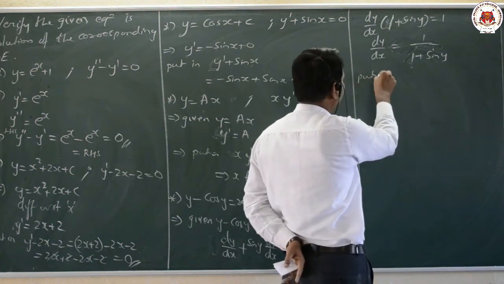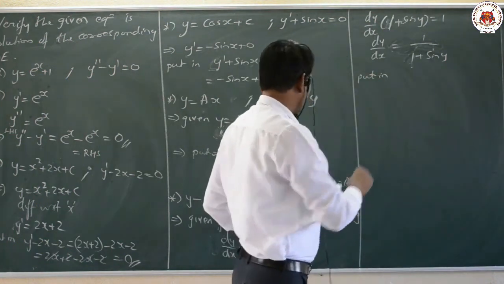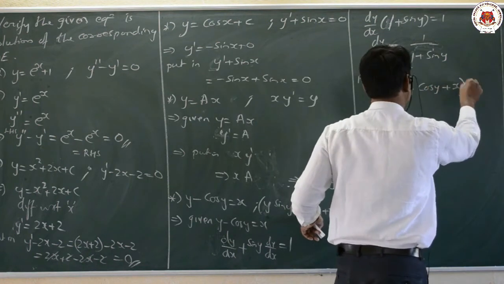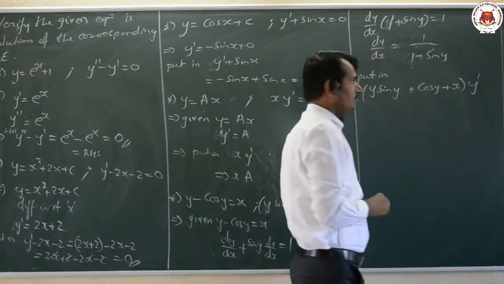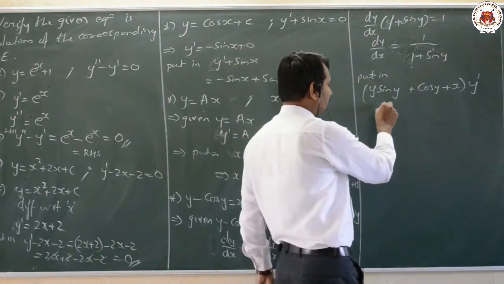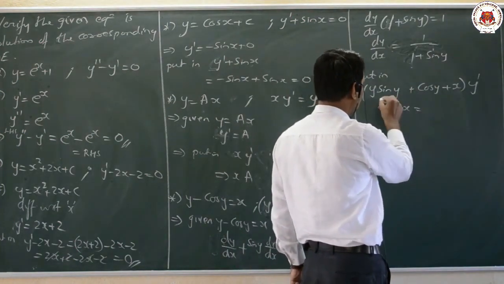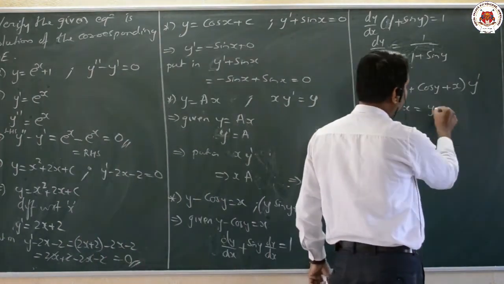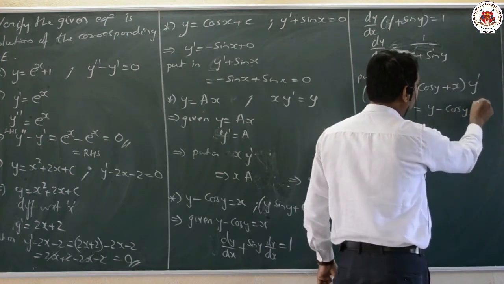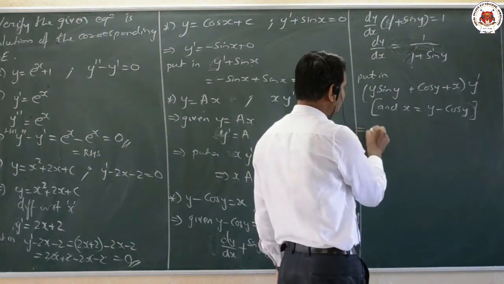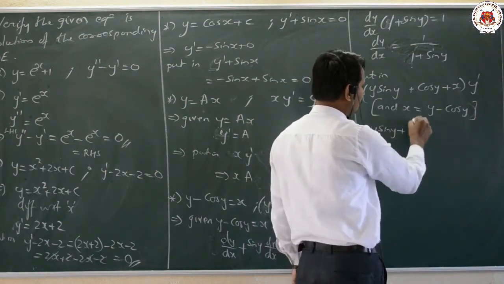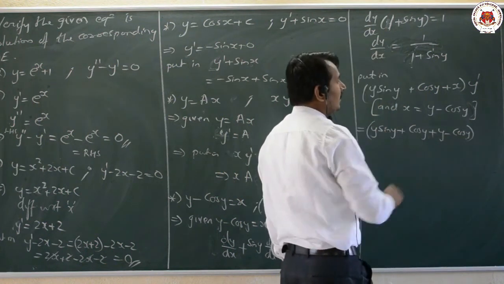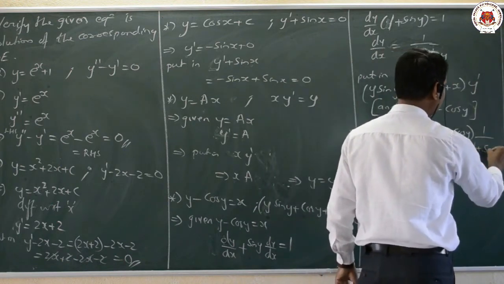Now put this in the LHS. What is the LHS here? It is (y sin y + cos y + x) y'. Put in the value of x from the given question: x = y - cos y. Now what we get is y sin y + cos y + y - cos y, and y' means 1 divided by 1 plus sin y.